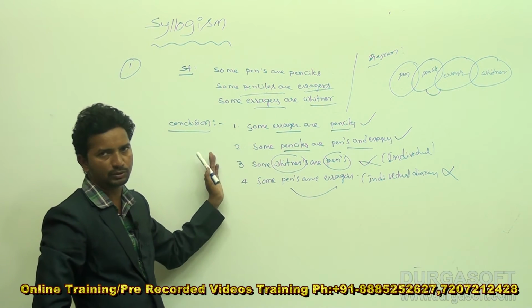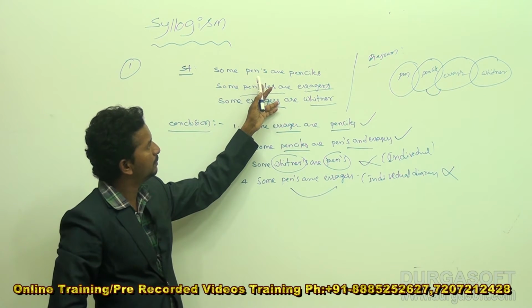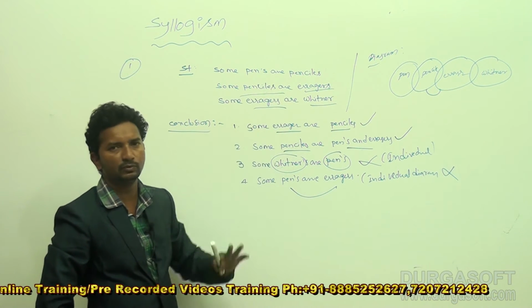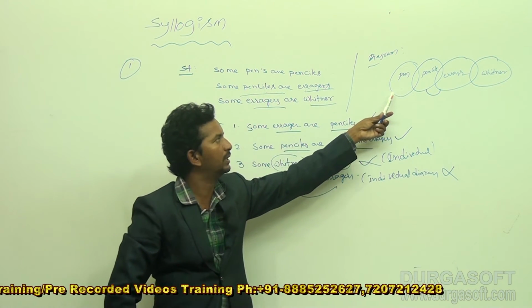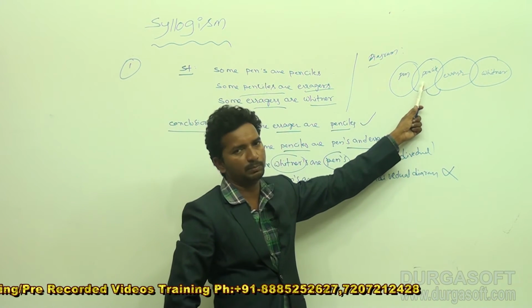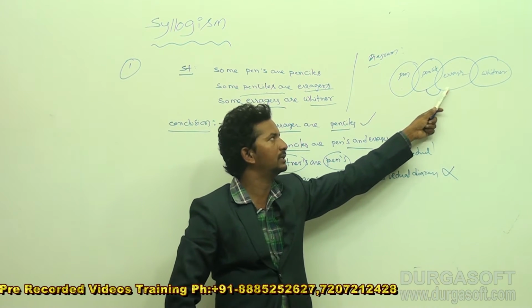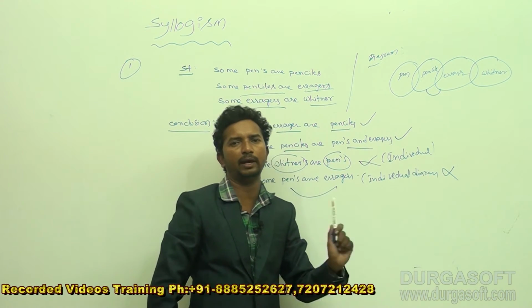Both are about the conclusion. Now draw the diagram. What is the diagram here? Read the statement: some pens are pencils. The pen is there, the pencil is there. Now some pencils are erasers. Now erasers are whiteners. That is my diagram.